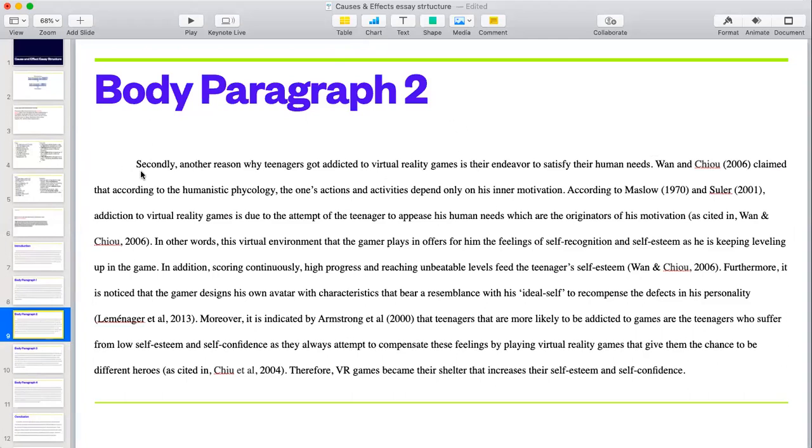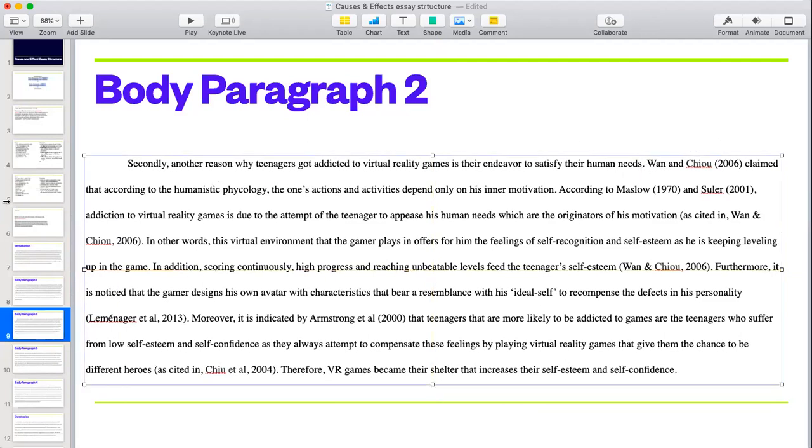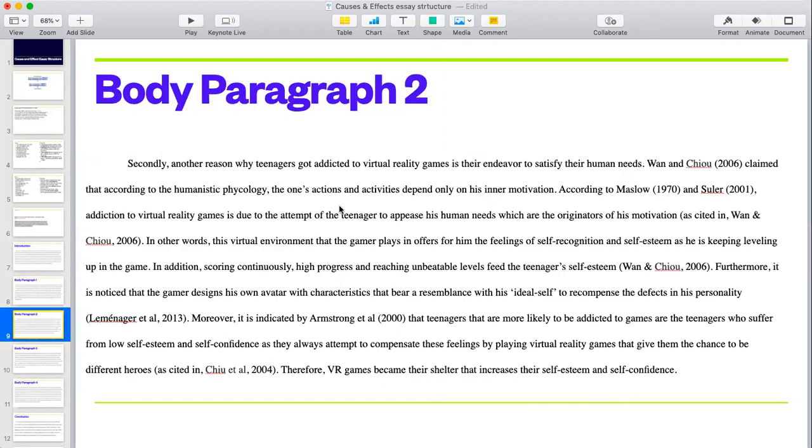Again, "secondly", so this word tells me that she's talking about the second cause. "Another reason why teenagers got addicted to virtual reality games is their endeavor to satisfy their human needs." Let's go back to the thesis statement to check. Was this the second cause? Yes. So is she following the same order and organization of the thesis? Yes. So this means that this essay is organized.